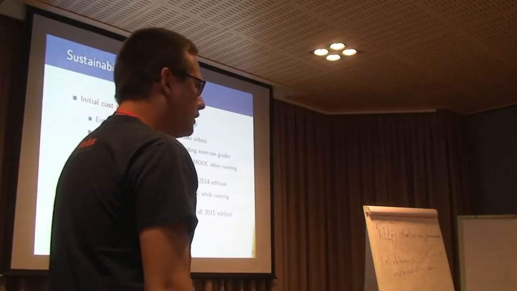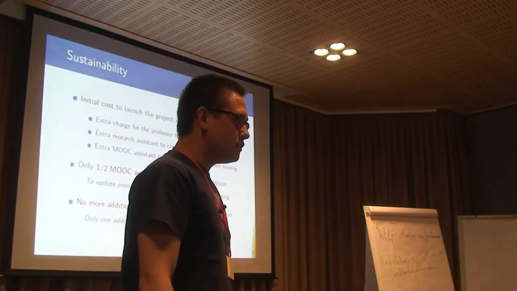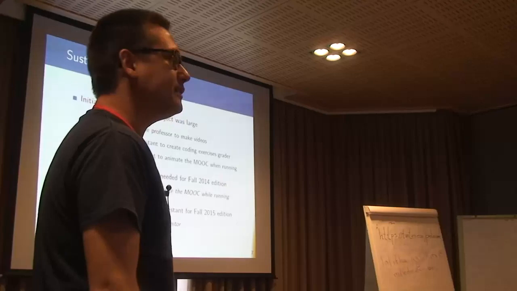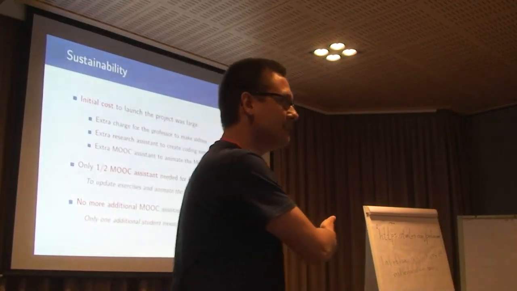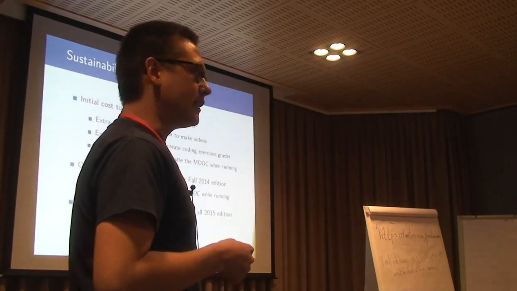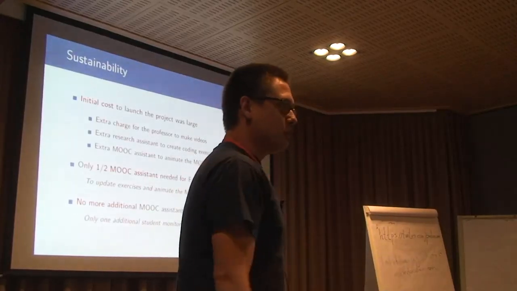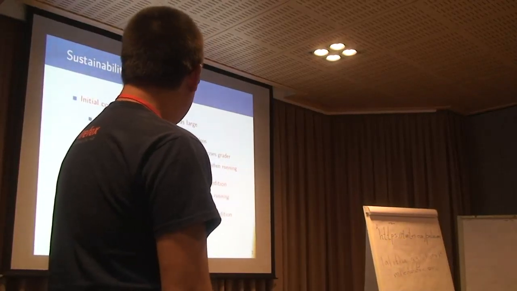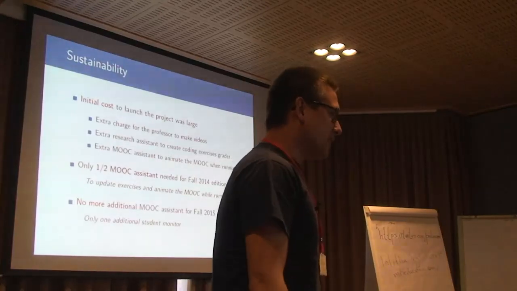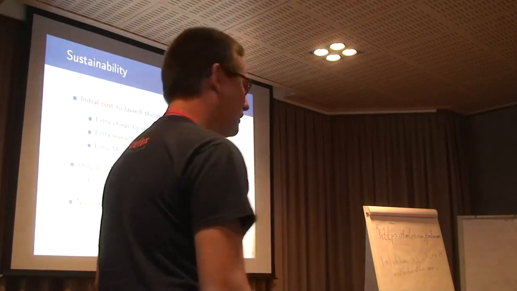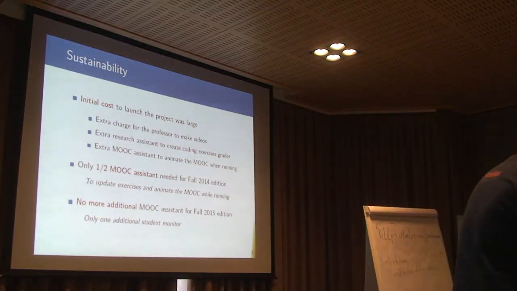Then for the second edition, we only needed half a MOOC assistant. And the role of that half assistant was to update the exercises, because we took into account the feedback from the previous year, to update the exercises, to get them better, to update the automatic feedback of our coding exercise platform, and to animate the MOOC, of course, when it was running. And then, for the fall 2015 that started just a few days ago, no more additional MOOC assistant. So that's good. I will explain the trick later on. We have a trick to do that. You're all waiting for the trick, of course.